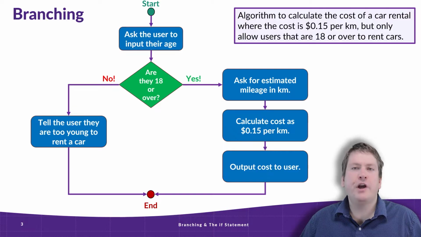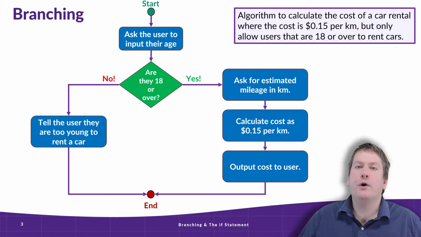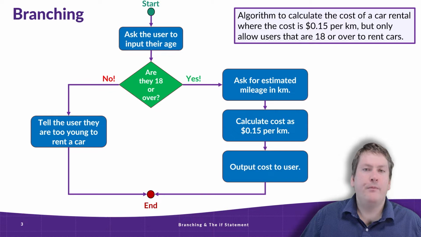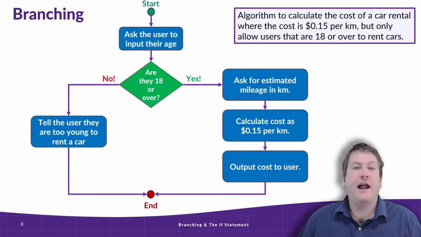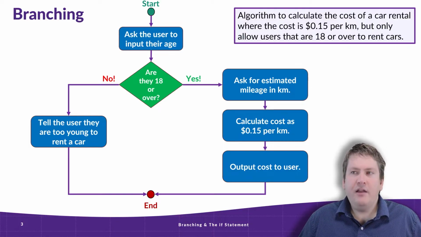And this is a flowchart for an algorithm that calculates the cost of a car rental, where the cost is equal to 15 cents per kilometer, but we only want to allow users to rent who are 18 years old or older. If they're under 18, then we're going to tell them no. But if they are older than 18, then we want to continue on with the program and start asking them for how many miles they're going to drive. So we'll trace through this flowchart and see how this program should work. And then as we get a little bit later in the video, we'll actually program it in Python.